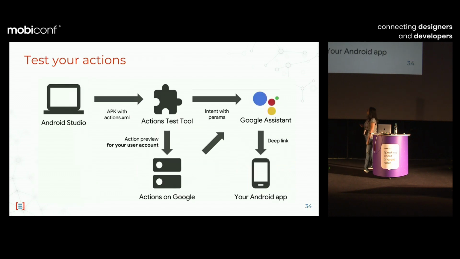Before submitting, though, you can test it. There's a plugin available in Android Studio called the Actions Test Tool, where you can submit the action in a preview mode, and you can test it on the Google Assistant, provided that on the Google Assistant you are logged in with the same account as the developer account that submitted the app. So this is the only requisite for testing it. You can basically test it, of course, before you submit it to see if everything is working fine.